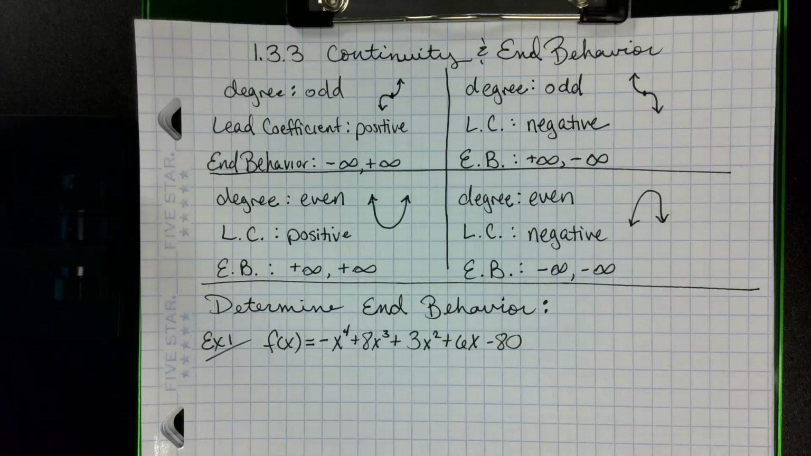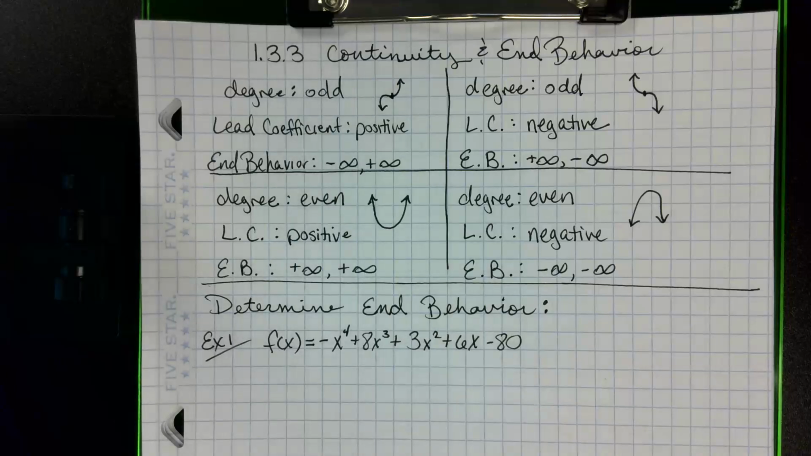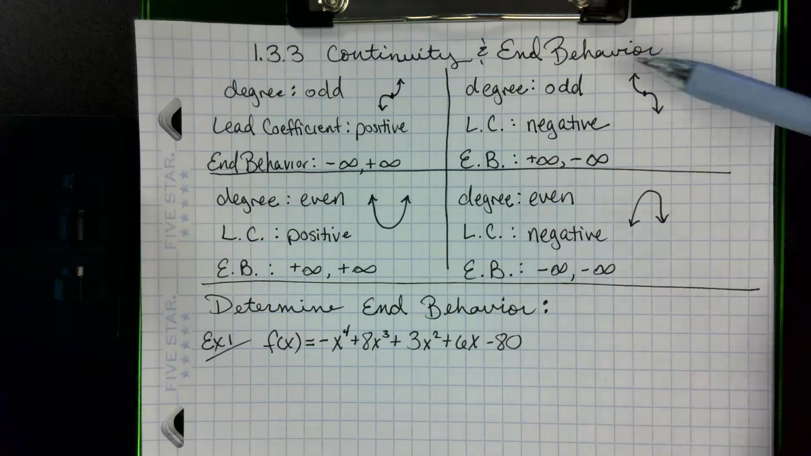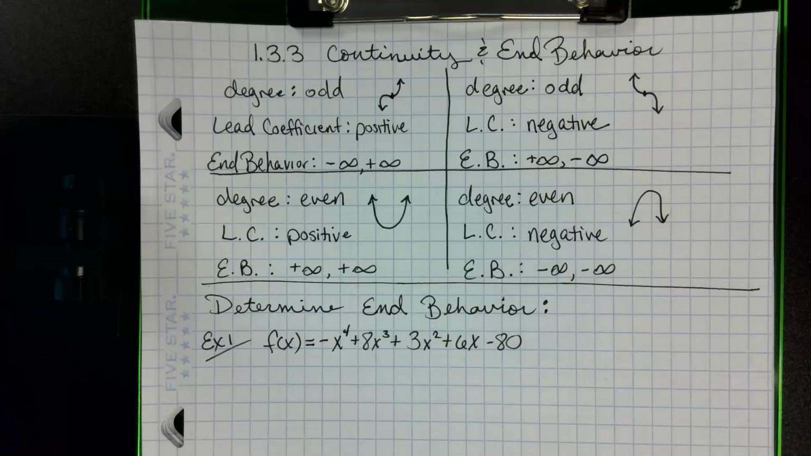Okay, so looking at today's notes, we have chapter 1, section 3, and we're on day 3 of it because you had that work day yesterday. Continuity and end behavior. The last section of notes we talked about continuity. Today we're talking about end behavior. End behavior is talking about what happens on the ends of the graph. That's really the only parts we're concerned about, the left end and the right end.